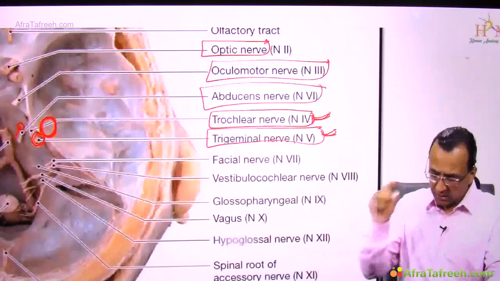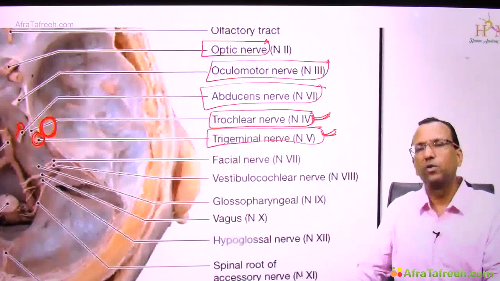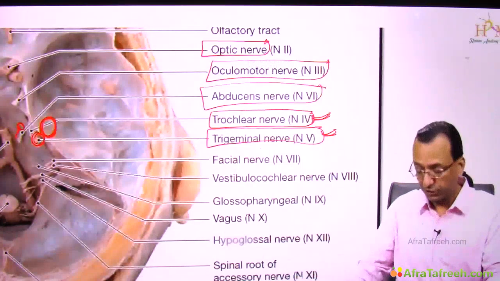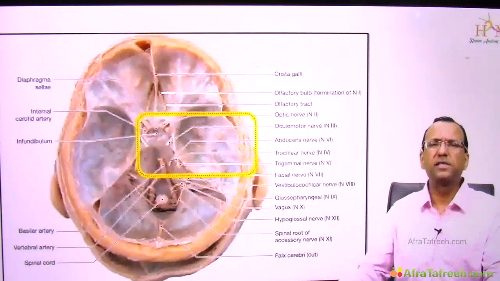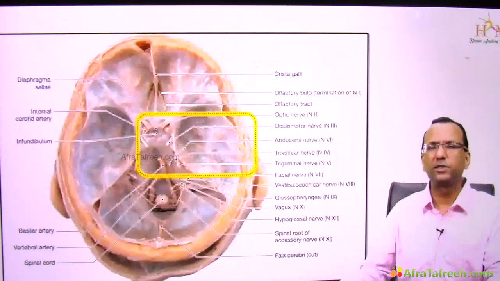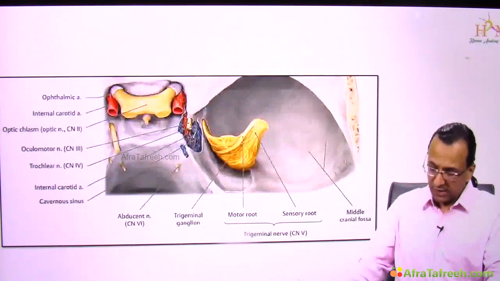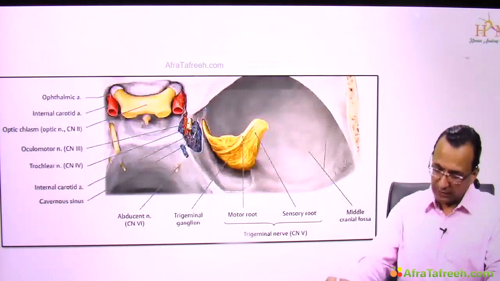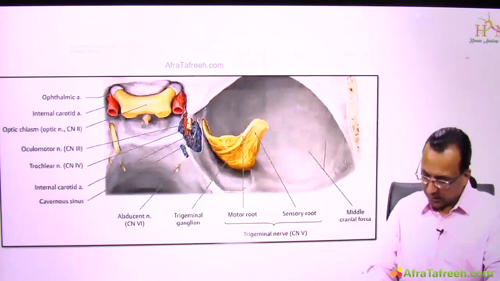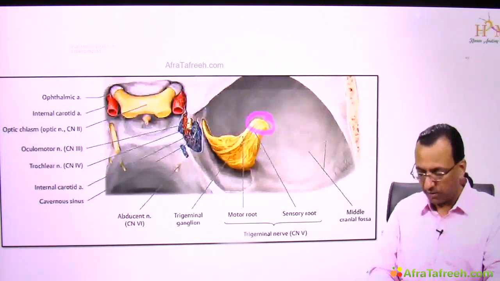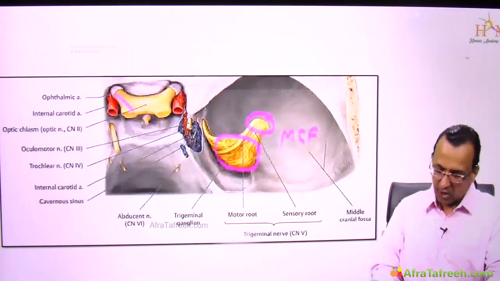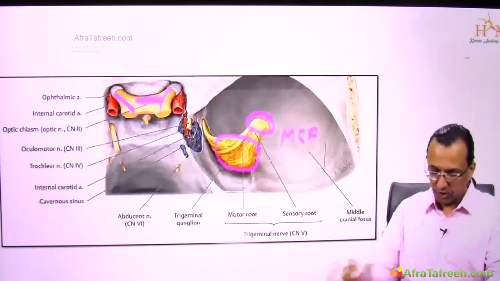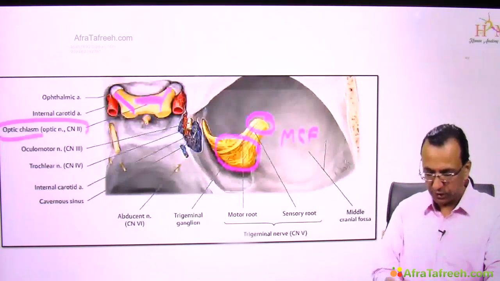This is the area which you have to focus upon now. Magnify. As you magnify this area, these are the nerves which are related to cavernous sinus. Now this is the trigeminal nerve and ganglion, at the floor of the middle cranial fossa. And what is this nerve? This is the optic nerve, optic chiasma.